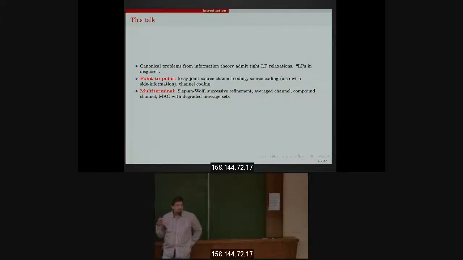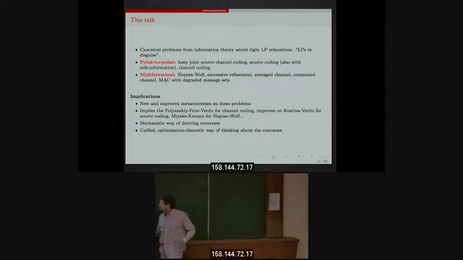So they are in fact LPs in disguise in some sense. This includes, in the point-to-point setting, lossy joint source-channel coding, source coding with and without side information, and channel coding; in the multi-terminal settings, Slepian-Wolf coding, successive refinement, the average channel, etc. And the MAC with degraded message sets.